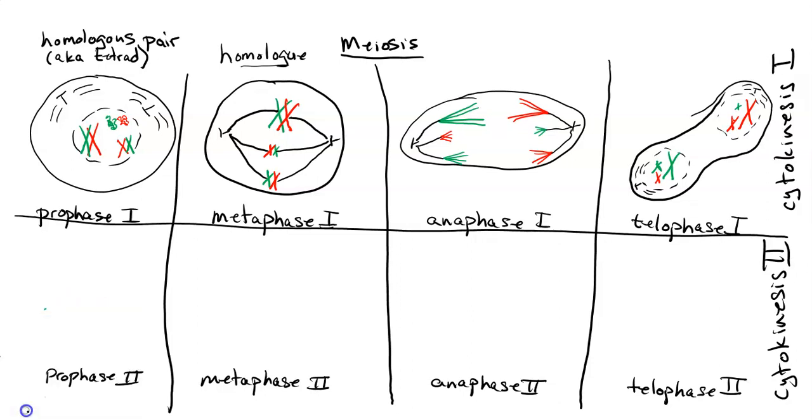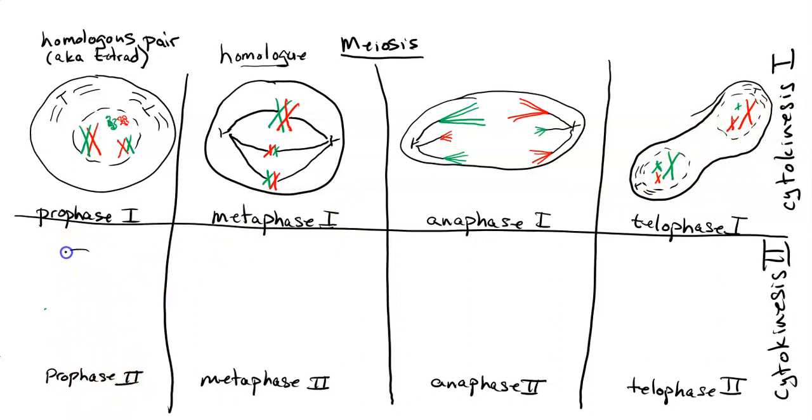Okay. So once telophase is complete, cytokinesis takes place, and it cuts this one cell into two. So cytokinesis 1 divides the cytoplasm of the cell. Now we're going to continue on. We're going to use one of these cells in prophase 2.